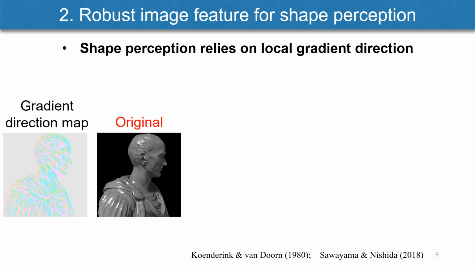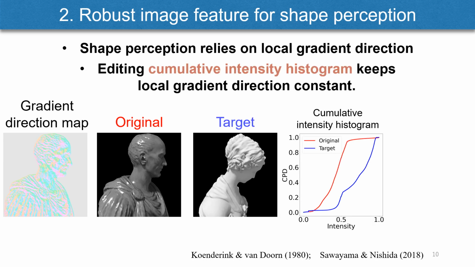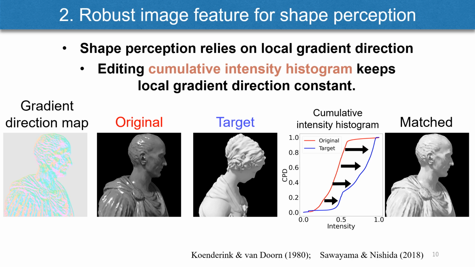Another key feature is the presence of robust image features for shape perception that is independent of materials. Some studies show that a spatial map of image gradient direction is such a feature for estimating a robust object geometry. One simple way to edit materials while keeping this feature is to manipulate the cumulative histogram of an image, because it keeps the local intensity order of the image. More specifically, when we transfer the style of the target into the original, editing the cumulative histogram changes material appearance while keeping its shape.